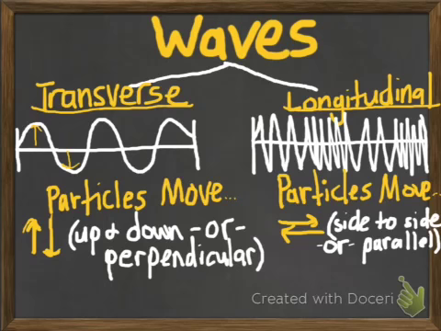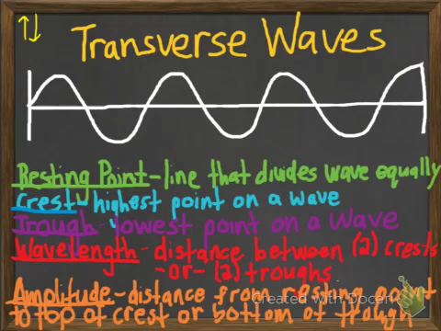Then longitudinal waves, right? They're unique in that the particles move side to side, or parallel. So looking at the picture, you can see that the wave is carrying the energy to the right. Right? So that is the main difference, or the one distinction that we make between the two. So we can identify different parts of each wave.